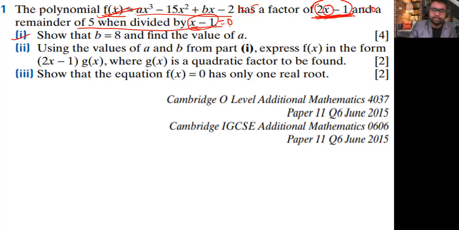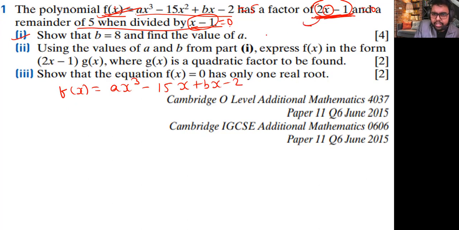So let us start. First of all, I'm writing my function here. My f(x) is equal to ax cube minus 15x plus bx minus 2. I take the factor here, 2x minus 1. Since this is the factor, I'm going to take the value of x from here. So x would be equal to 1 by 2. I'm assuming that you know how to solve a linear equation. This will go to that side and this will just come like that.